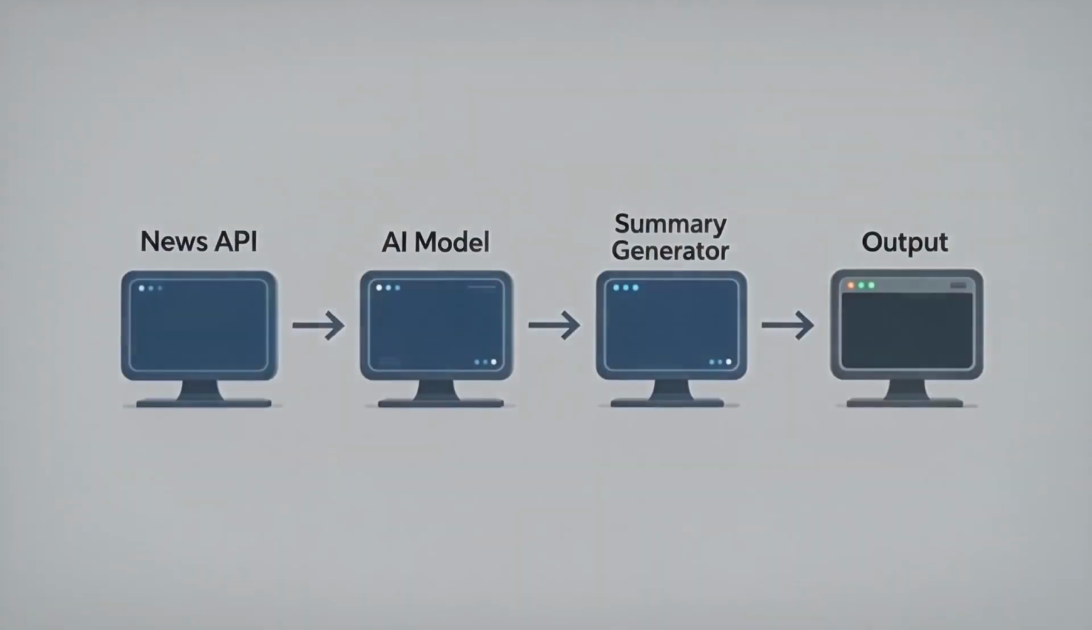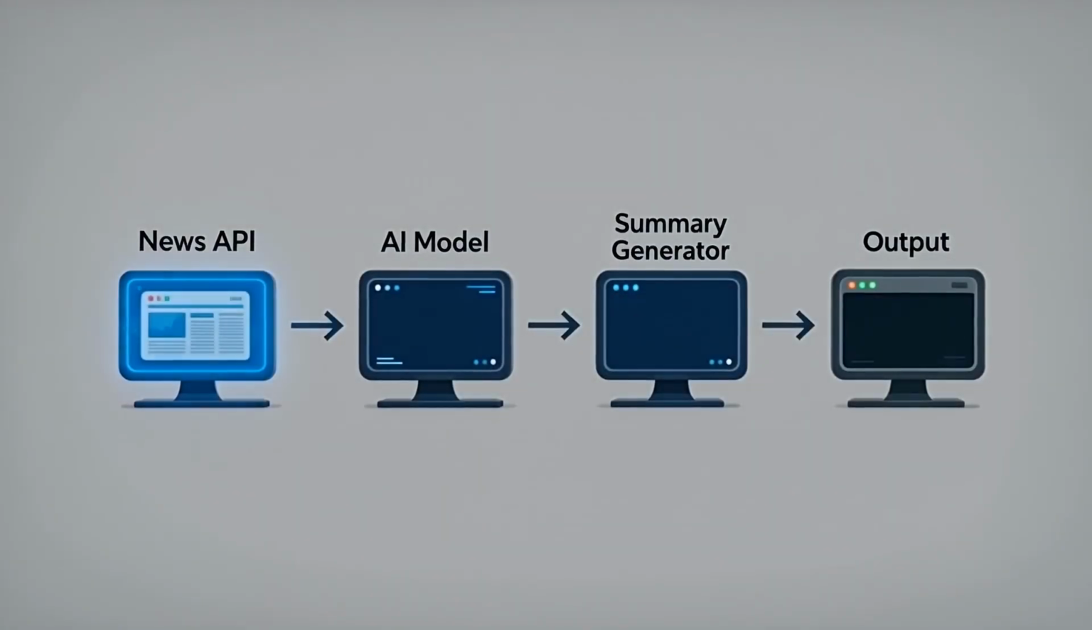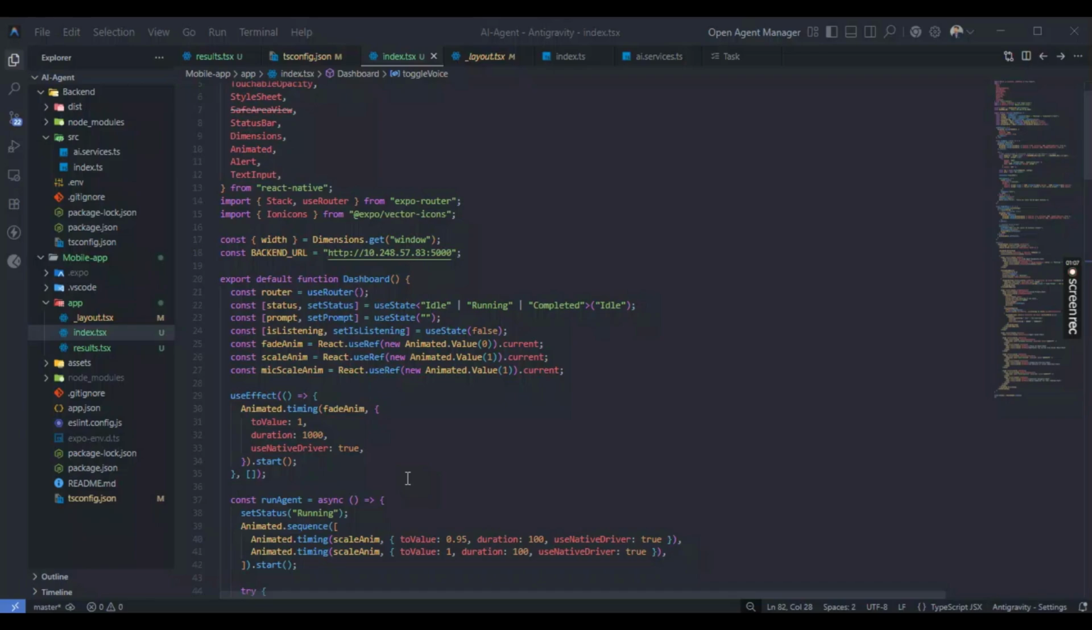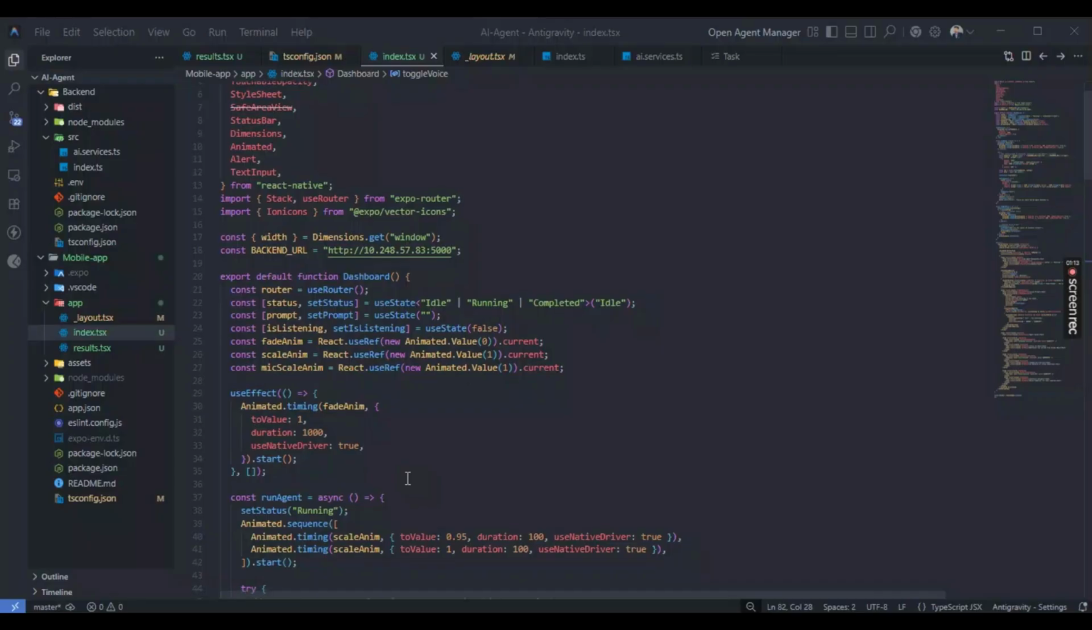For example, summarize it and generate a short post. Instead of doing this manually every day, the AI agent can handle it for you.